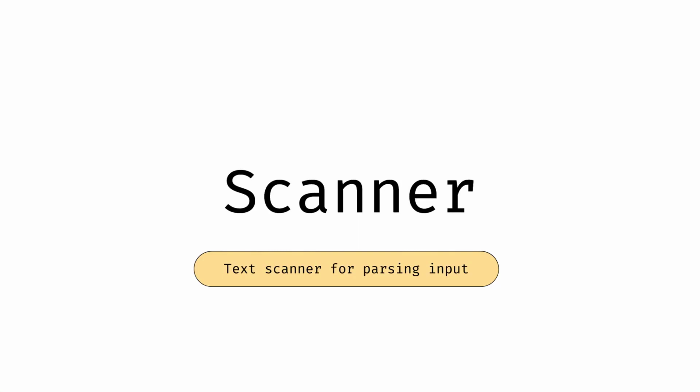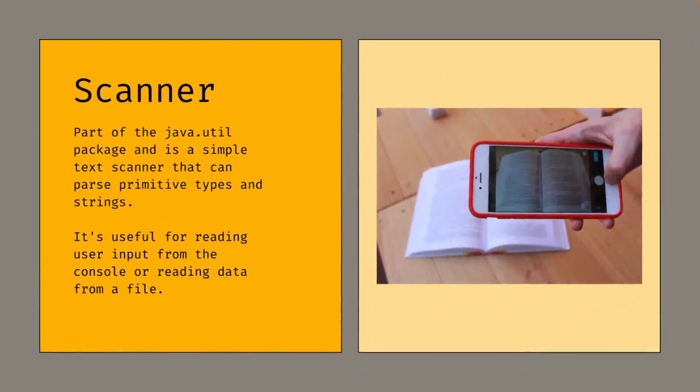In order to get user input easily, we'll use the Scanner class. The Scanner class is part of the Java util package and is a simple text scanner which can be used for parsing primitive types and strings. It's useful for reading user input from the console.